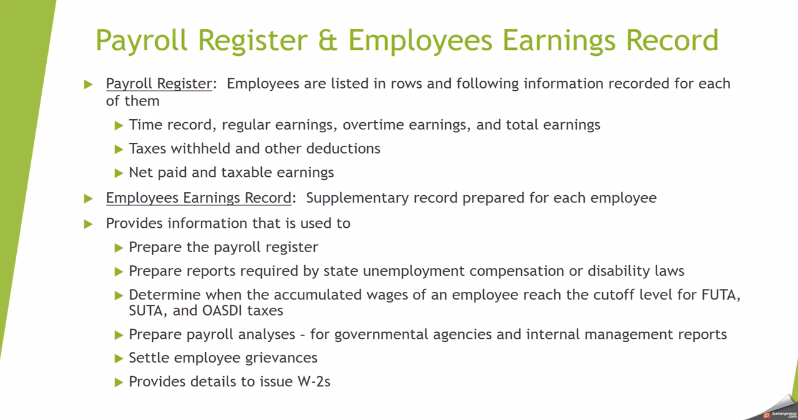Okay, so when we first get into the payroll register, all the employees are listed, and within each employee line, there's going to be their regular earnings, their overtime earnings, their total earnings, all of their taxes that were withheld, and all of their deductions. We're going to talk about all the different types of deductions that there can be in payroll, because there's a lot, and then that will total up to their net pay. The employee's earnings record is specifically for each individual employee, and it's going to show their current earnings, their year-to-date earnings, all their withholdings, and that is used to create the W-2s for each employee.